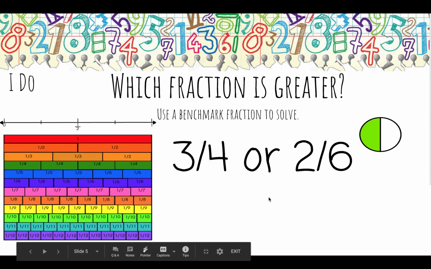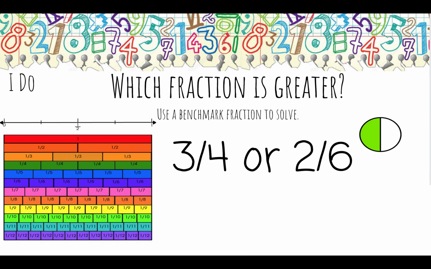Okay, same instructions here, 3/4 or 2/6, which is larger? I see where 1/2 is on the fraction wall, so if I look at fourths, that would be three of these dark green strips, and it looks like 3/4 is actually larger than 1/2. Now let me look at 2/6. I've got two of these dark purple strips here, and that actually looks like it's less than 1/2. So here my larger fraction would be 3/4.